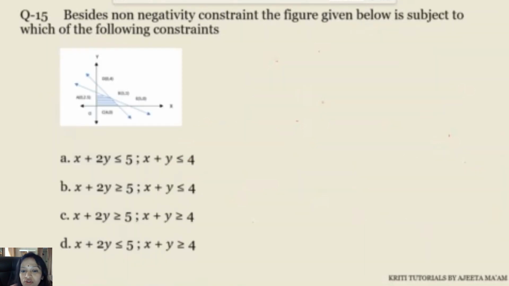Now this is the question of LPP, and it's a graph based question, and it's a simple question which you can check. Now not much calculation needed, though it seems the equation is not given to you, how will you find? I'll give you a very simple trick here. Besides non-negativity constraints, the figure given below is subject to which of the following constraints? Now the graph is given to you. So now the four options are given to you.